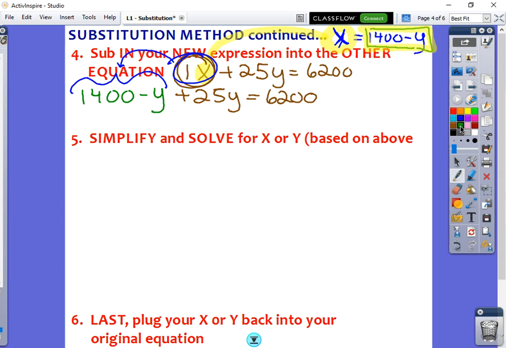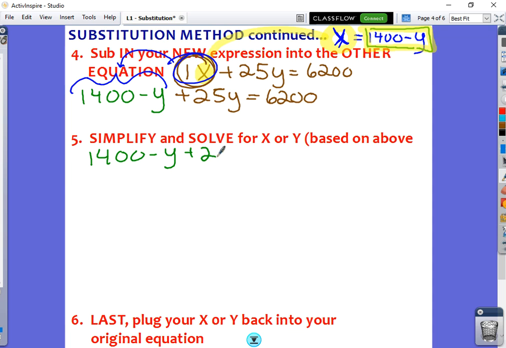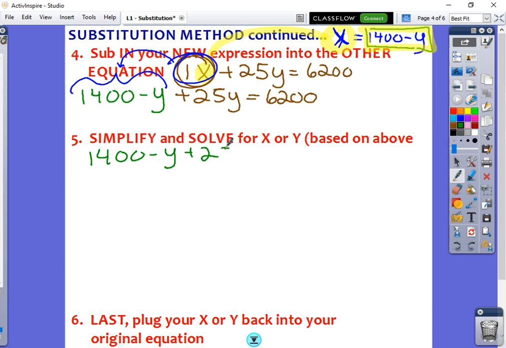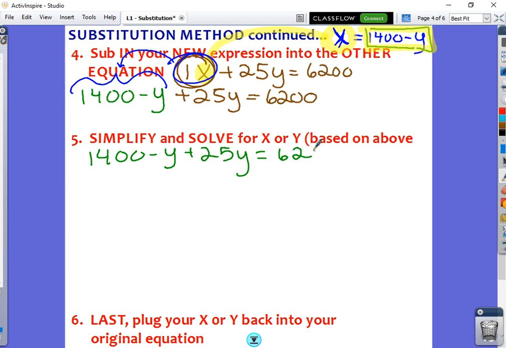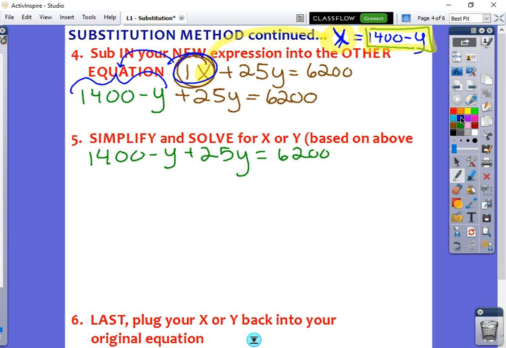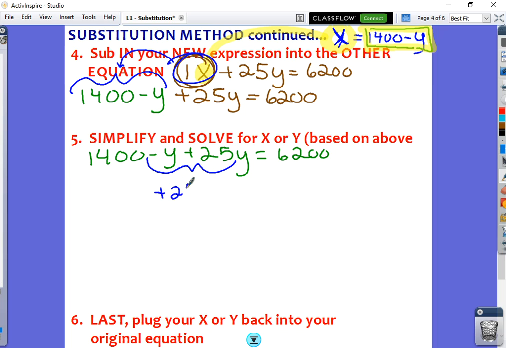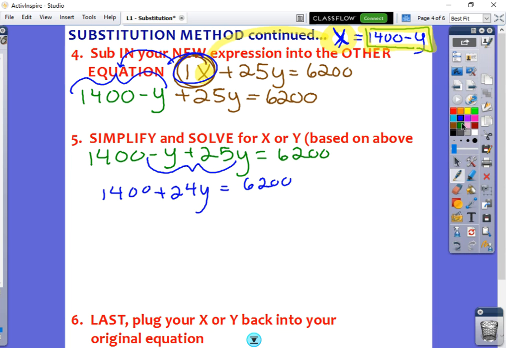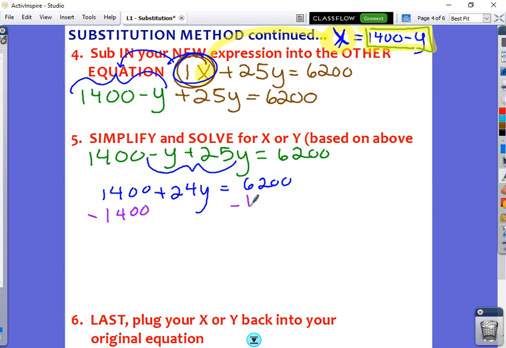So now let's do some simplification. I have 1,400 minus y plus 25y equals 6,200. I have some like terms, the negative y and the 25y. That gives me positive 24y. So I now have 1,400 plus 24y equals 6,200. Now I need to get the y term by itself. I'm going to subtract the 1,400 over from both sides.